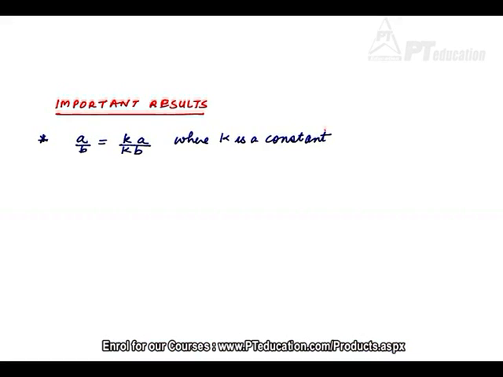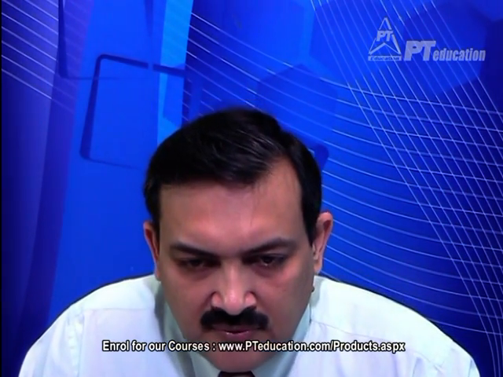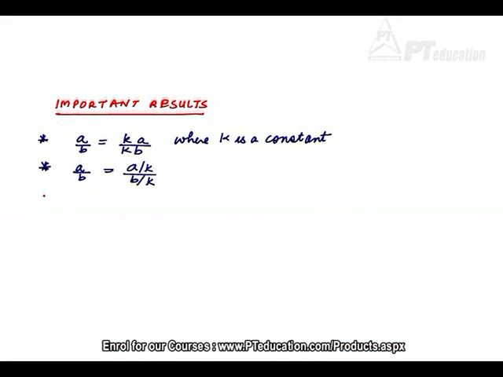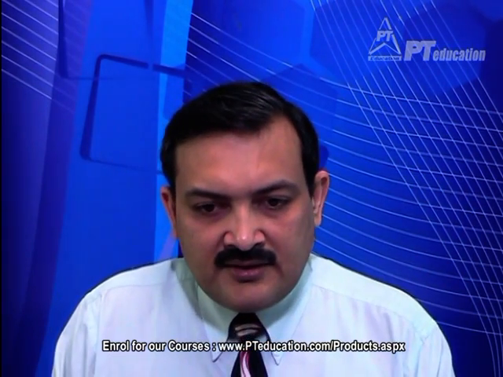Here they are. First, a/b is equal to ka/kb, where k is a constant, because k will get cancelled out. So a/b can always be written as ka/kb, where k is any constant, 2 or 3 or -5 or anything. Second result, a/b is equal to (a/k) upon (b/k), because ultimately a/k is the same as a into 1/k. Thus, the second result is the same as the first result.